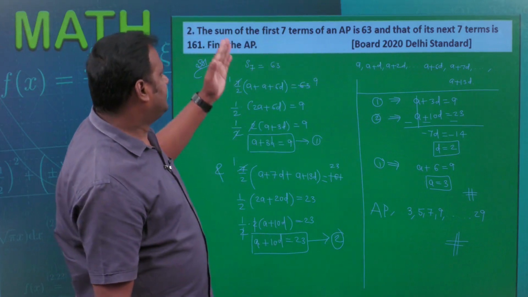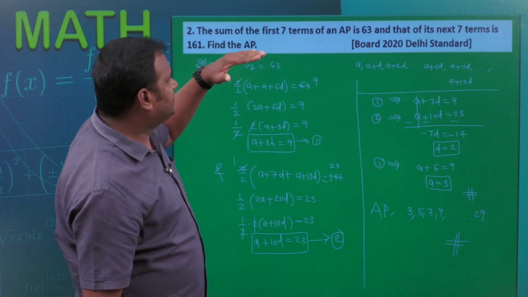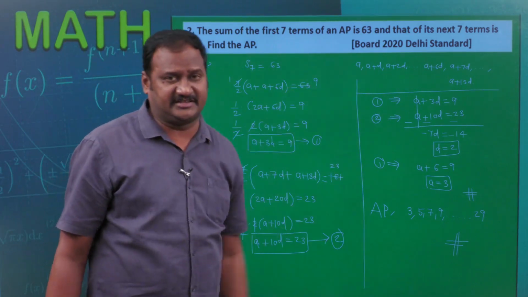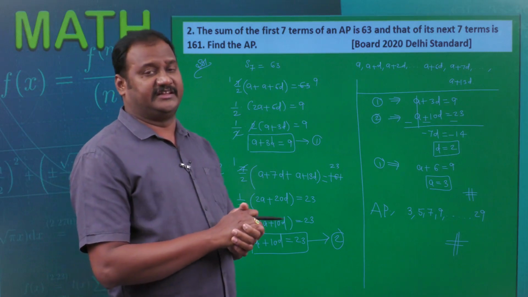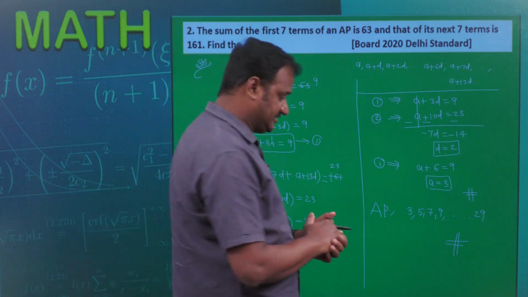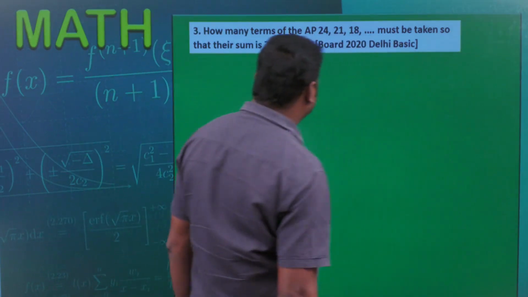Isn't it? This problem is talking about the sum of the first 7 terms and then the sum of the next 7 terms. That's why you will have to come to one conclusion that there are totally 14 terms of the arithmetic progression. Then the problem will be easier.